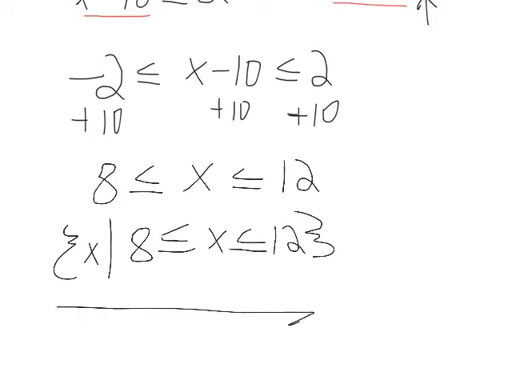The graph, we would mark the 8 and the 12, and we'll graph between them. We do need to use brackets because of the "or equal to"s, okay? So we shade between those two. Remember, "or equal to"s get brackets. If it's just less than or greater than, you will use parentheses.